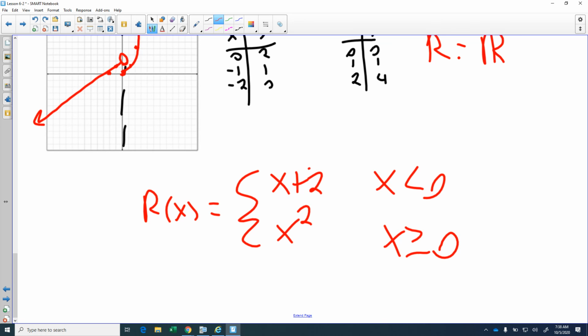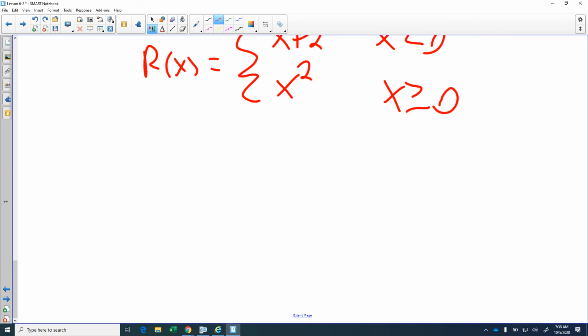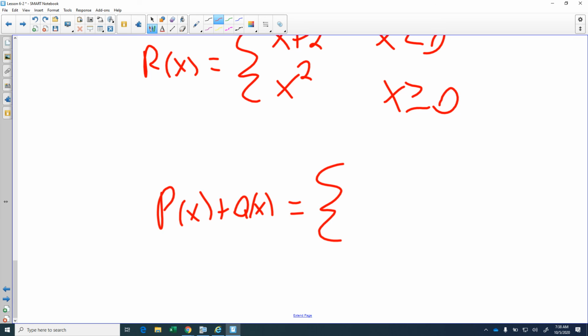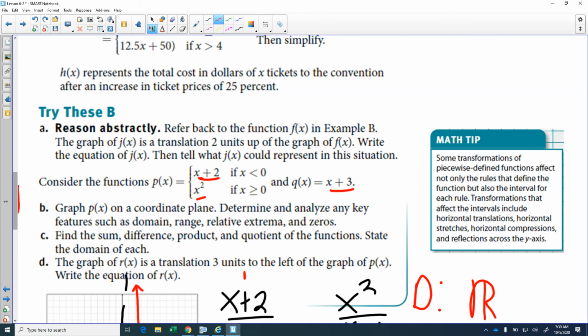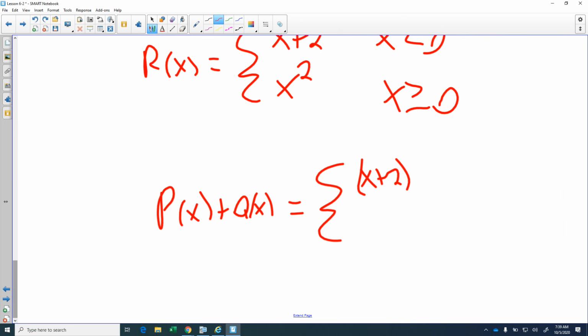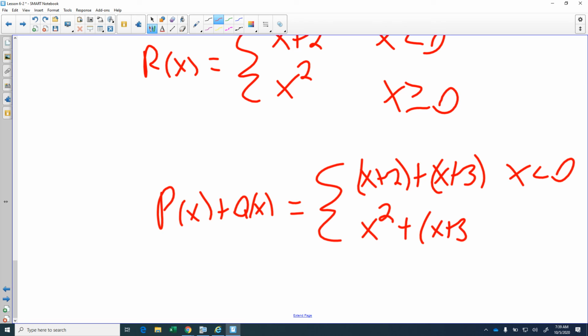If I want to take this piecewise function and add the q of x to it, so if I want p of x plus q of x, all this really means is I would take both those values and add it to it. So I would take x plus 2, and I would add my q of x, which is x plus 3. This would become this plus x plus 3, and then my restriction would just stay the same. Same thing down here. We'd have x squared plus our q of x, which is just x plus 3. And that one was when x is greater than or equal to 0.